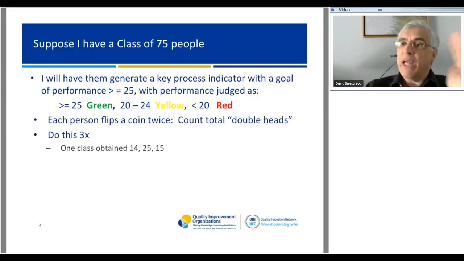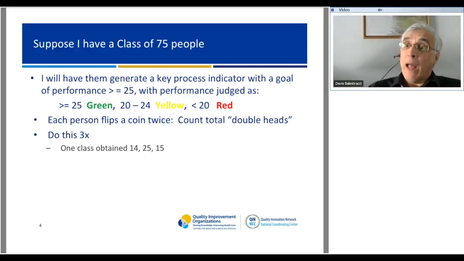So greater than or equal to 25 will be green. 20 to 24 will be yellow. And less than 20, which of course I don't want to see, is red. Now notice, is there a law that all goals must end in 0 or 5? That's how I sniff out an arbitrary goal. Something ends in 0 or 5, and all the red, yellow, green also end in 0 or 5.